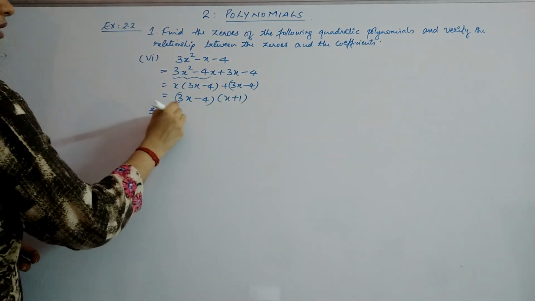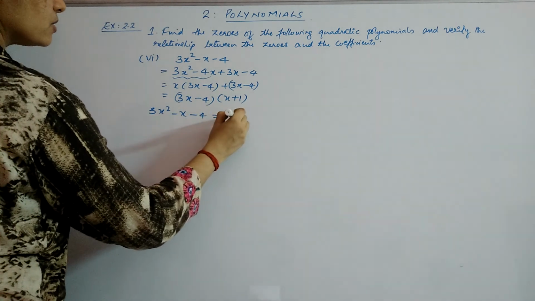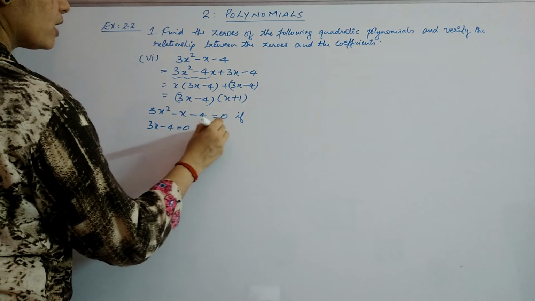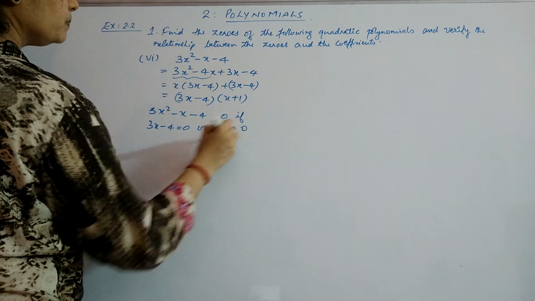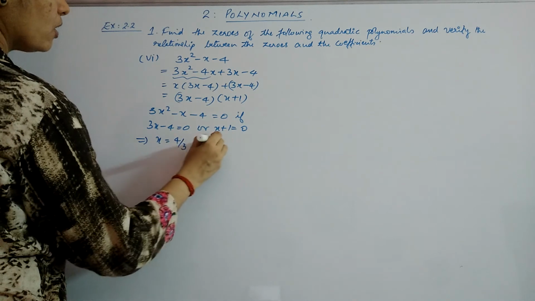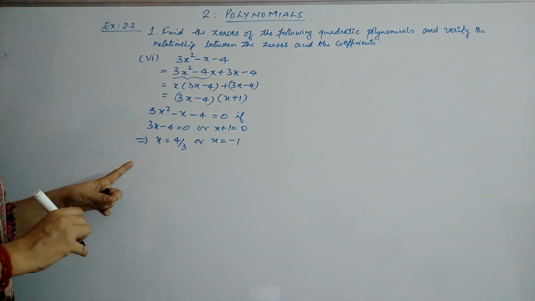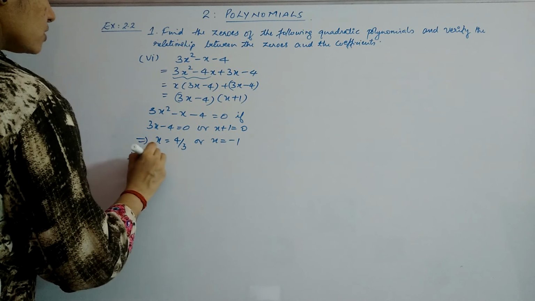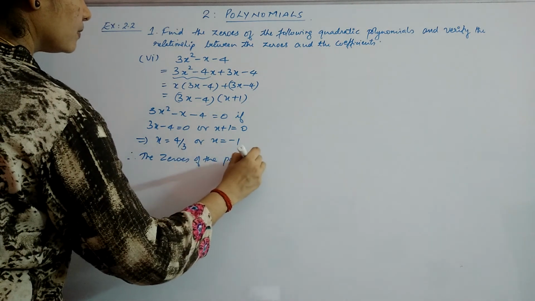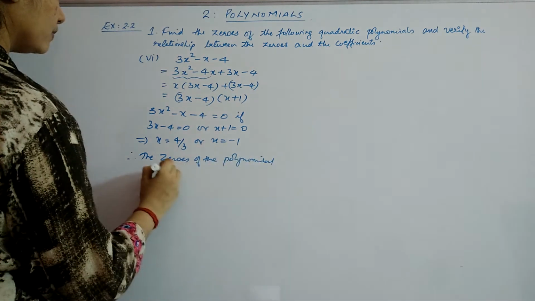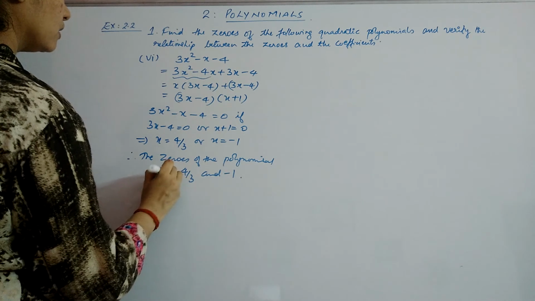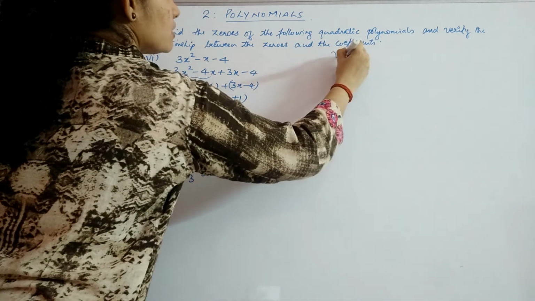Now this 3x square minus x minus 4 will be 0 if 3x minus 4 is 0 or x plus 1 is 0. That will give you x is equal to 4 by 3 or x is equal to minus 1. Okay. Therefore, the zeros of the polynomial are 4 by 3 and minus 1. Clear?